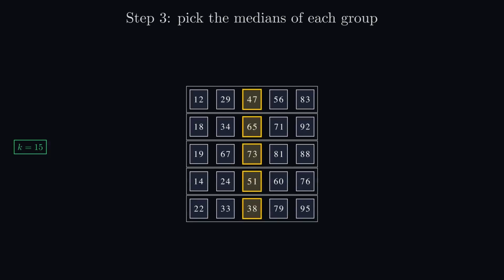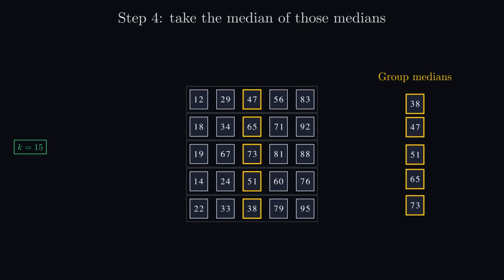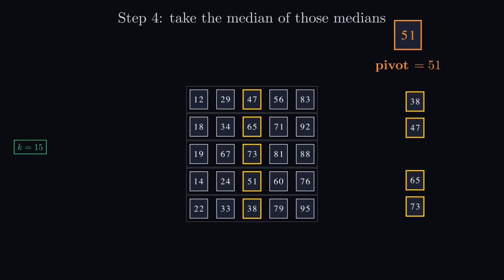Within each sorted group, the middle element is the median. So we have 5 group medians, one for each group. Now comes the central idea. We take the median of those 5 medians and use it as our pivot. In this example, the pivot is 51. Notice that this is not the true median of the original array. The true median is 56, but the pivot is provably close enough to the middle, and that is all we need.